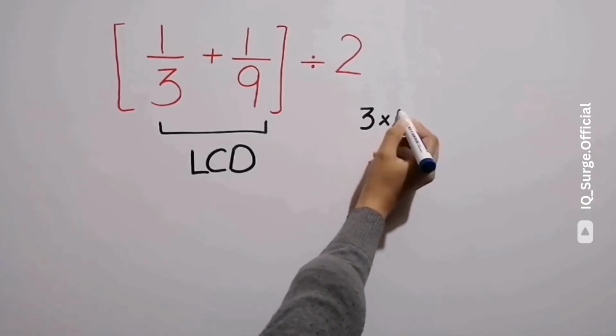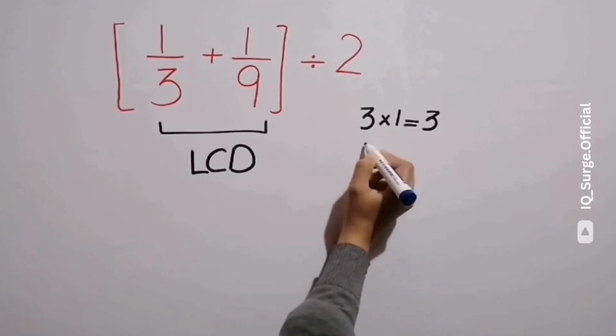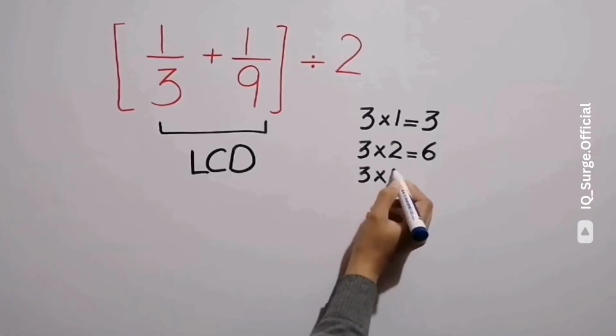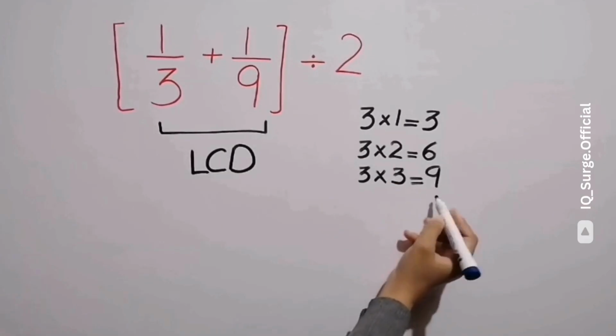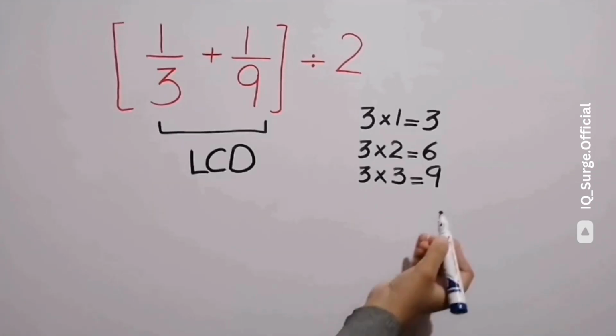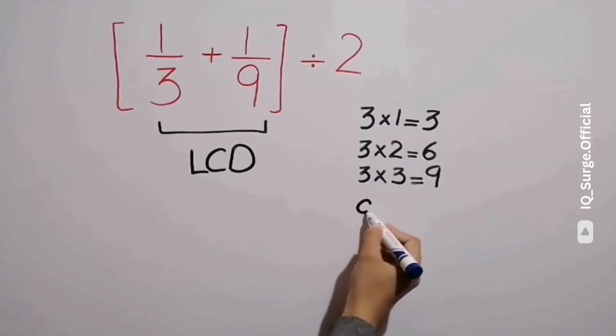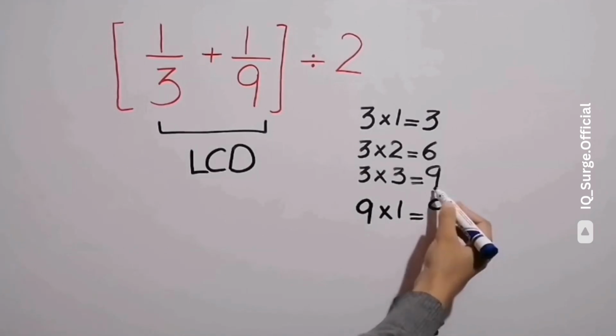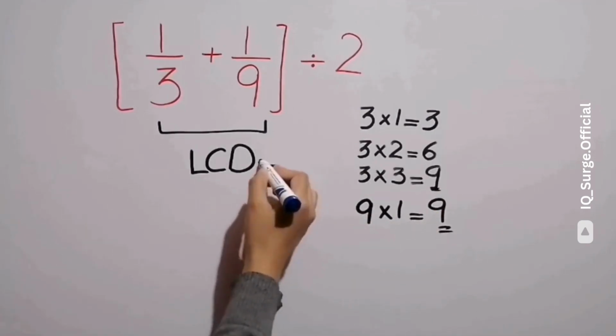3 times 1 is equal to 3. 3 times 2 is equal to 6. 3 times 3 is equal to 9. Now let's write the multiples of 9. 9 times 1 is equal to 9. And the least common denominator of these fractions is 9.